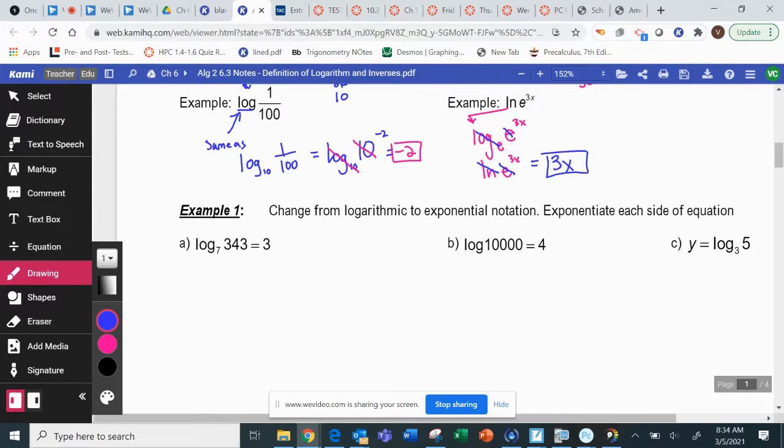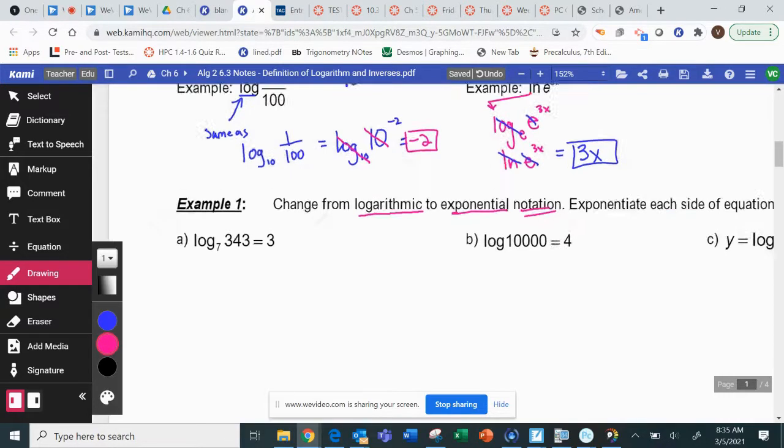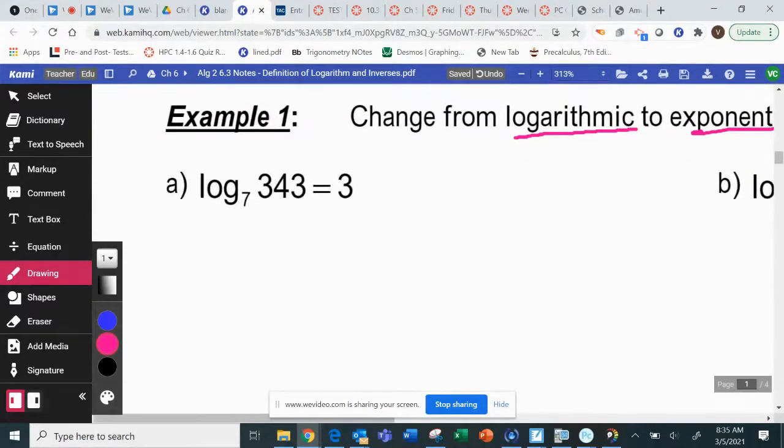Okay, so we're going to start with question A, and the directions are change from logarithmic to exponential notation. We're going to change notation. The directions are not to solve something. Okay? So right now, I can see that this is in logarithmic form because it has the log there. To change to exponential form, we have to do something called exponentiate.